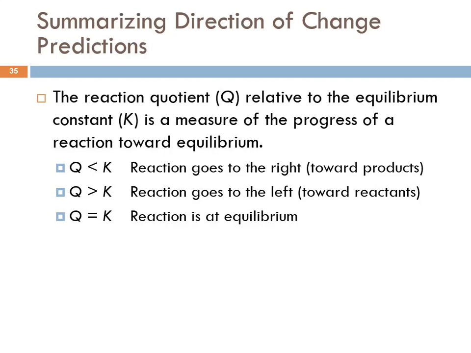The reaction quotient relative to the equilibrium constant is a measure of the progress of a reaction toward equilibrium. If Q is smaller than K, the reaction goes to the right towards the products because it needs to get bigger. If Q is larger than K, the reaction will go to the left towards the reactants, making Q smaller and smaller until it hits K. And if Q is equal to K, then the reaction is already at equilibrium and nothing's going to happen.